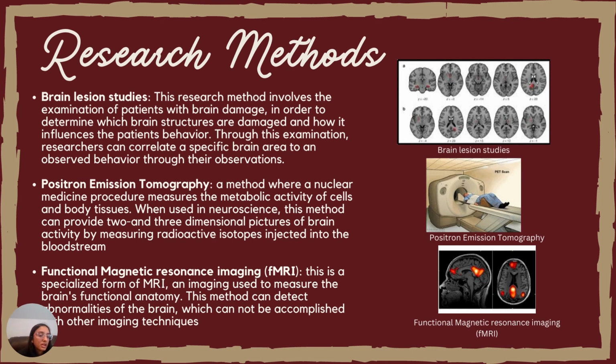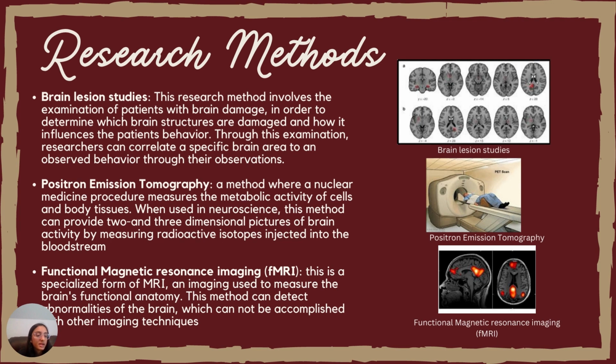Next is positron emission tomography. This is a method where a nuclear medicine procedure measures the metabolic activity of cells and body tissues. When used in neuroscience, this method can provide 2 and 3 dimensional pictures of brain activity by measuring radioactive isotopes injected into the bloodstream.